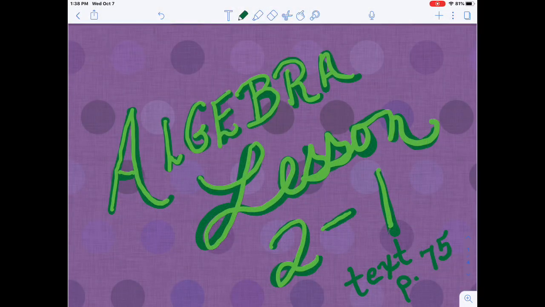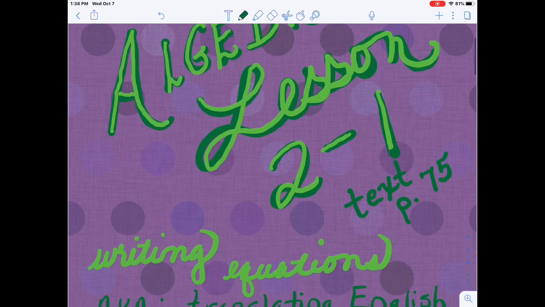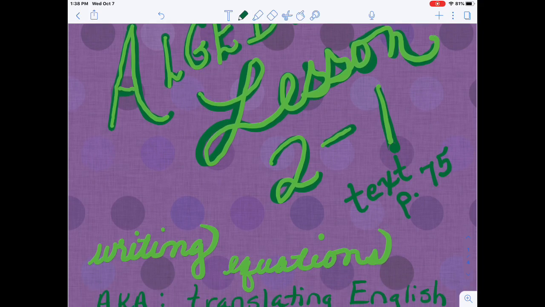Hi guys, this is Algebra Lesson 2-1. You can find this in your text on page 75, and you can look through the examples that are worked out there for you.